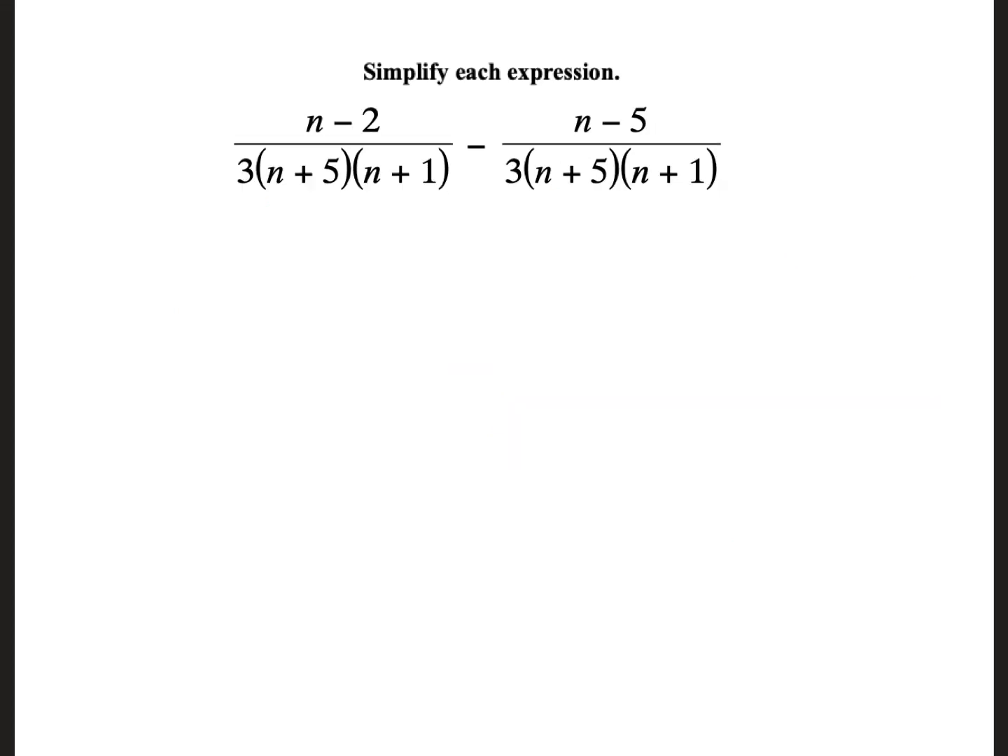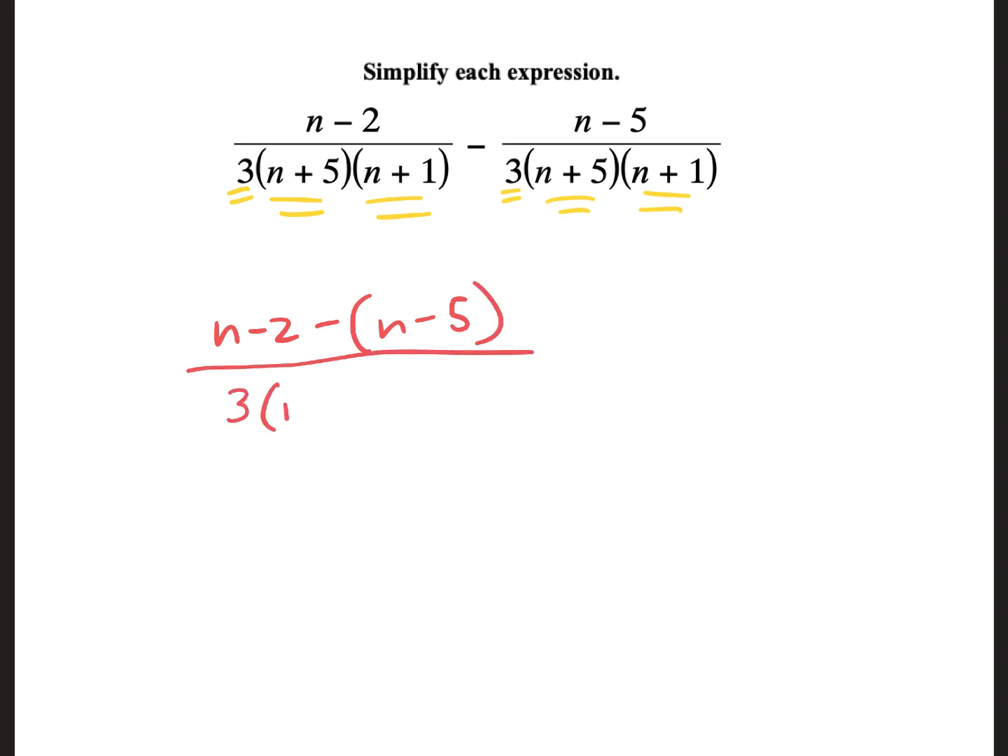We have n minus 2 divided by 3 times n plus 5 times n plus 1 minus n minus 5 divided by 3 times n plus 5 times n plus 1. Again, my denominators both have a 3. They both have n plus 5. They both have n plus 1, excuse me. So we just need to combine our numerators. If I rewrite that, technically I have n minus 2 minus n minus 5 on top.